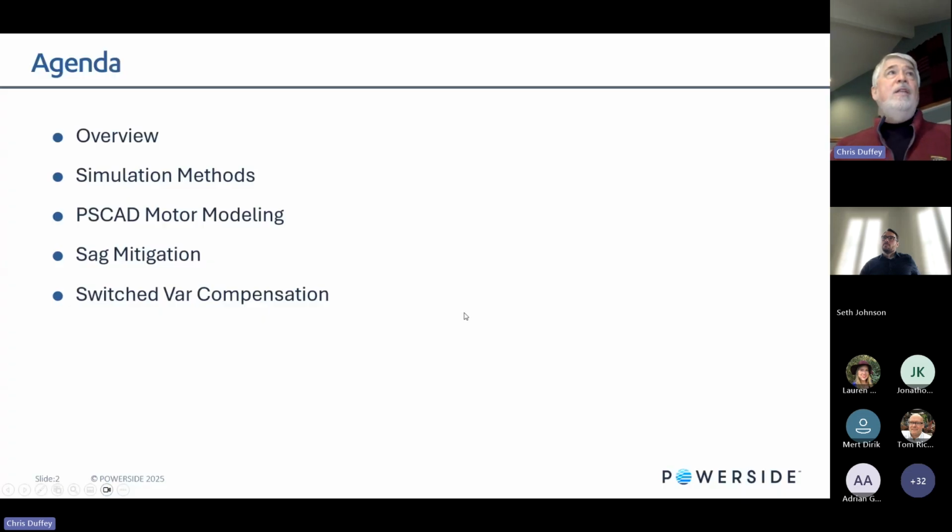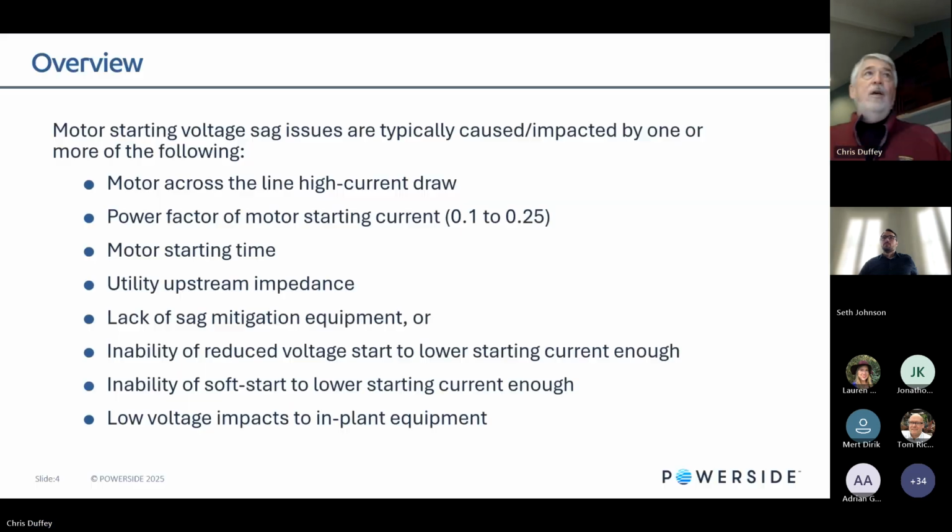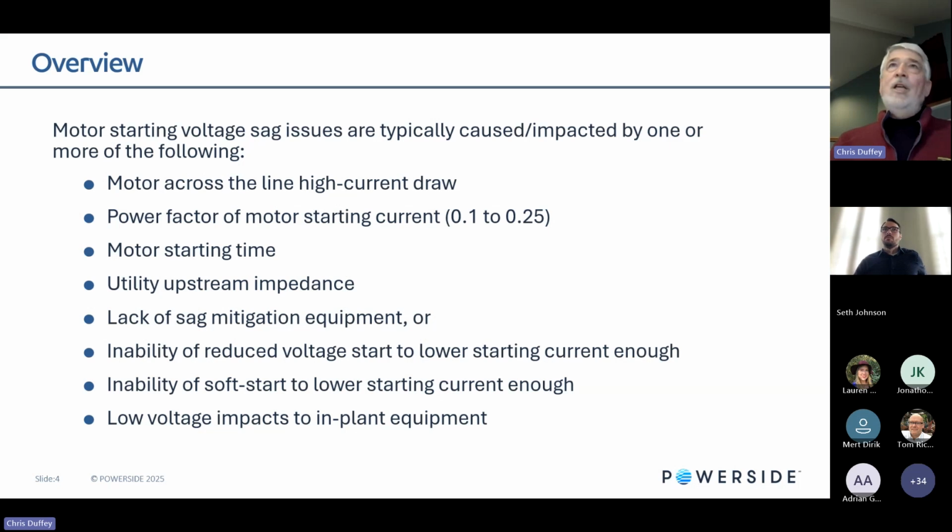So with that, let me move ahead. Our main agenda: we'll have a quick overview of motor starting and some of the performance data that comes with it. We're going to look at simulation methods. Then next, we're going to specifically look at the PSCAD motor modeling. We're going to discuss sag mitigation, because there are several forms of sag mitigation that people employ when they're addressing motor starting conditions. And then finally, the last part will be the key section, where we're going to be talking about applying switched VAR compensation in PSCAD and looking at the simulation results and the key benefits that we can obtain there.